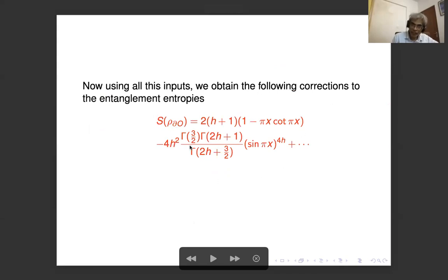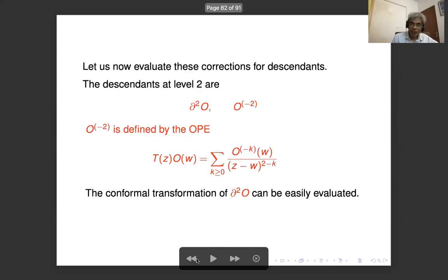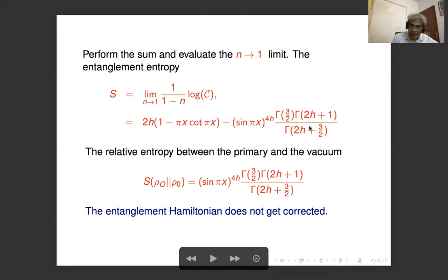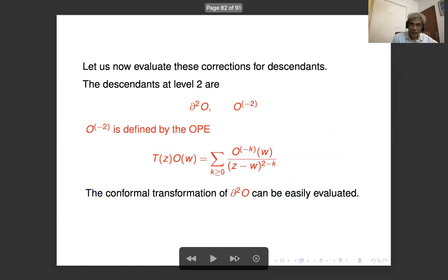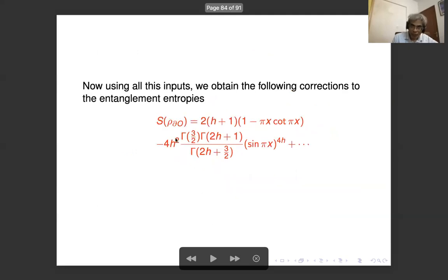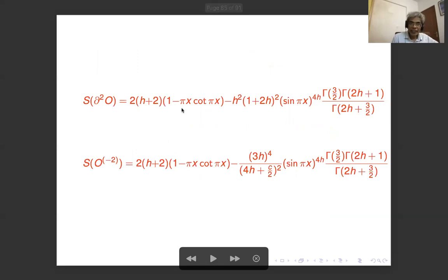So del O, for instance, just gets corrected like this. This is actually an interesting coefficient, I'll point out. These coefficients keep changing. You see, the primary had only this. This is the correction. And now we get these coefficients in front. The weight also changes, of course. The rest all stay the same. Now, del squared O gets another coefficient. O minus 2 gets another coefficient here. The central charge also comes in here. O minus 2 involves the stress tensor, and that's how the central charge comes. So these coefficients keep changing. So is there a pattern or what?